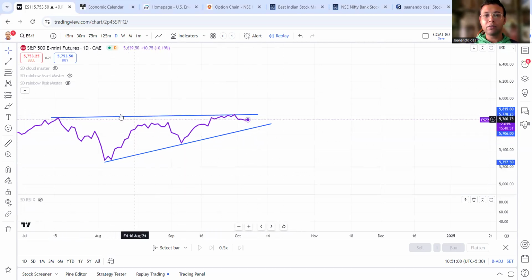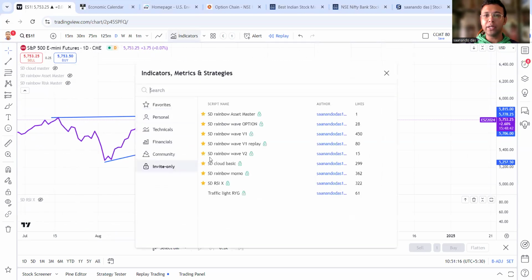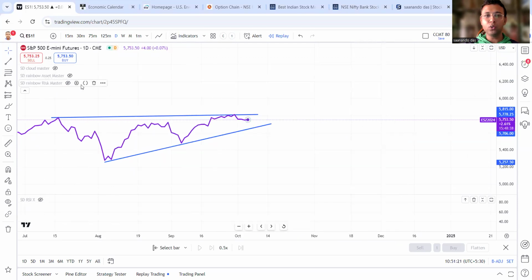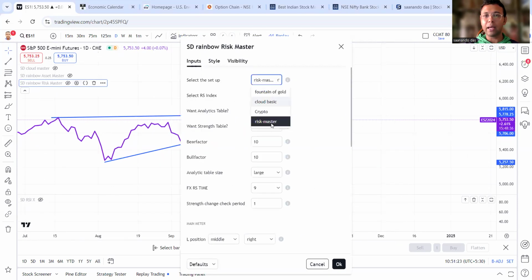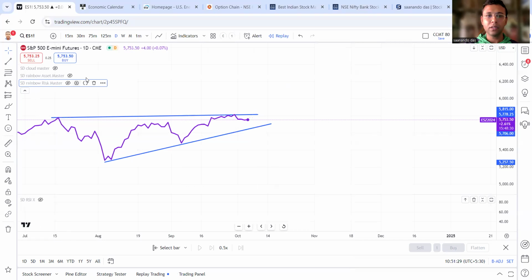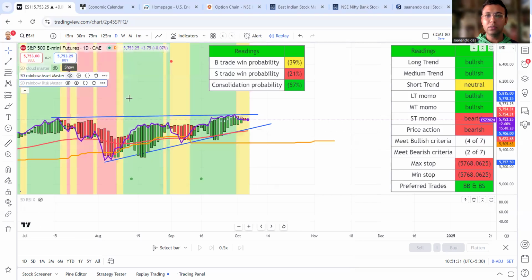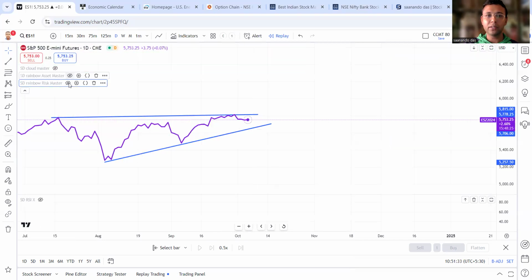Now, first I'm going to look at the overall level of market risk. To look at it, I have created a new indicator, SD Rainbow Wave V2. Under V2 in the settings, one can apply the risk master, and in the risk master you can make it a large table. And let's switch it on. Sorry, this is the asset master.